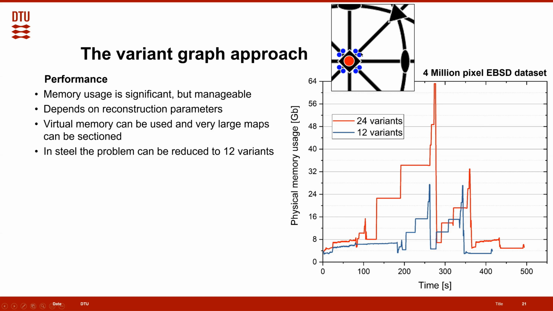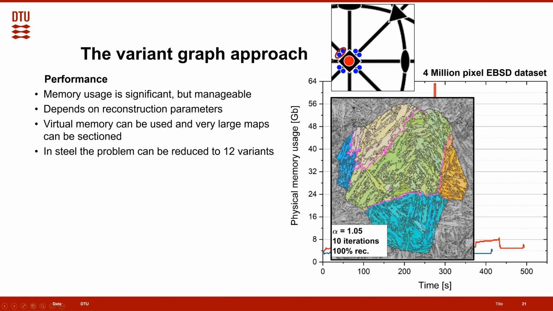But what we can see in this pole figure up here is that we have those closely related variants, and we can basically just combine them and combine the probabilities for those two variants to make the computation a lot more efficient.